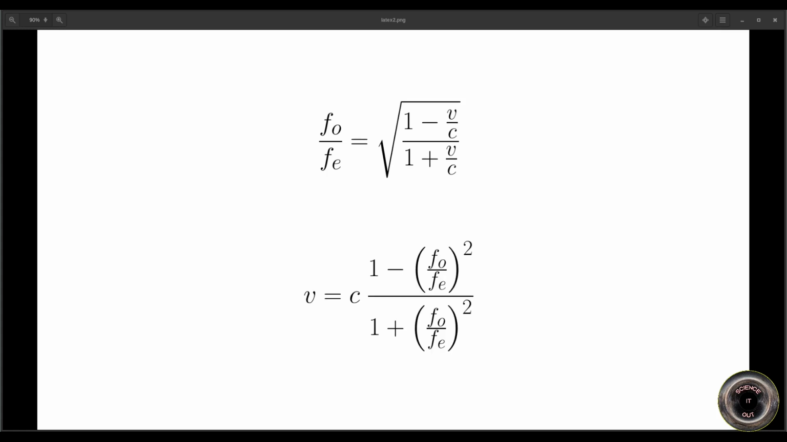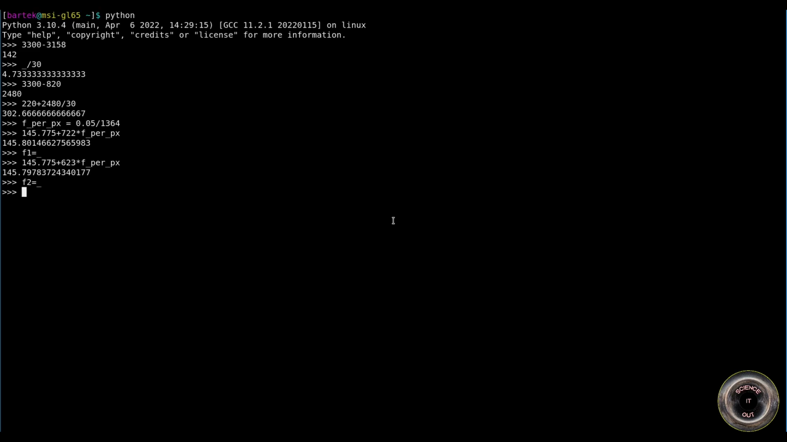When we know both the frequencies, we can now calculate the speed. So let's see. Let's take what we had and define the emitted frequency to be 145.8 MHz. So now let's take the first frequency, take the ratio, now we square it, then we do this, again the underscore stands for the result of the last calculation, and we get minus 3000 meters per second, which is 3 kilometers per second, and the minus sign just means that the distance was shrinking.